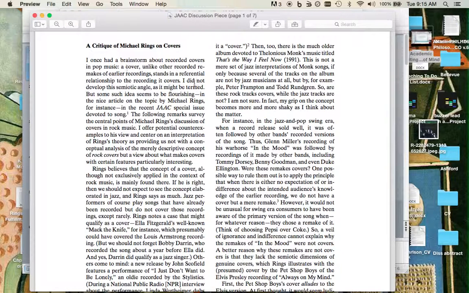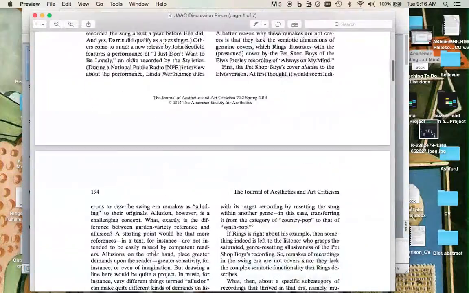First off, he starts off by saying that he'd had similar ideas about covers at one point, and my article kind of beat him to the punch. And you see here he says, a nice article on the topic by Michael Rings, for instance. So even though he's going to end up disagreeing with me, he does call it a nice article. And he's not just being polite here. He does actually go on to say a lot of complimentary things about my ideas and how I approach my subject matter, even as he disagrees with it.